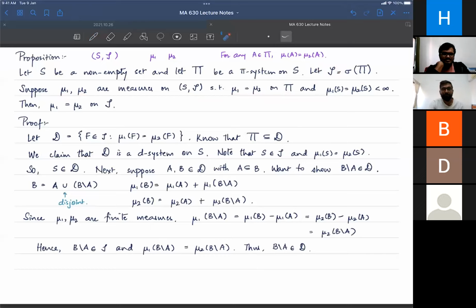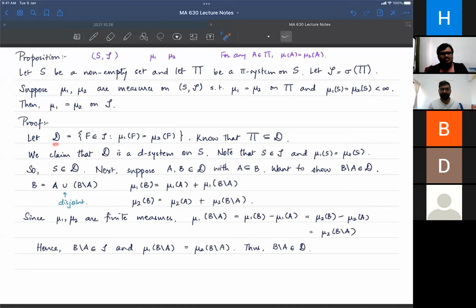The answer to the question here is that, well, if mu1 and mu2 agree on a pi system, and the measure of the full space is finite, then yes, mu1 and mu2 must agree on the sigma algebra. Any questions with this, what we're stating? So now I want to use Dynkin's theorem to do this. Okay, all right. So here's the proof.